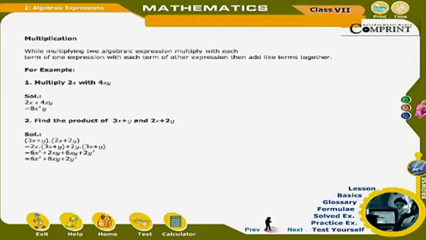2. Find the product of 3x plus y and 2x plus 2y. Solution: 3x plus y into 2x plus 2y is equal to 2x into 3x plus y plus 2y into 3x plus y is equal to 6x square plus 2xy plus 6xy plus 2y square is equal to 6x square plus 8xy plus 2y square.